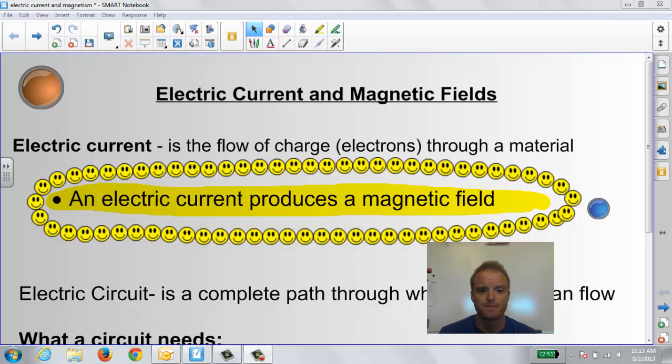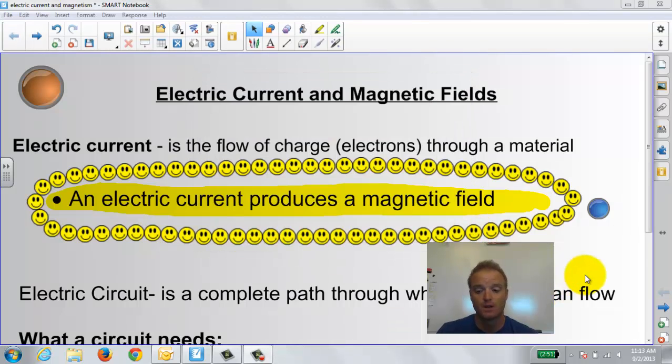magnetism and electricity. So to start our notes off here, we have: what is an electric current? Simply put, it is the flow of charge, or electrons, through a material. And what I did here, from a previous year, I smiley face circled and highlighted the key point of this lesson. It says, an electric current produces a magnetic field. That's the big fact we need to know for today.